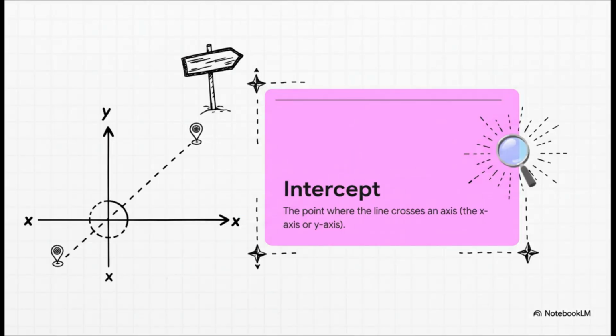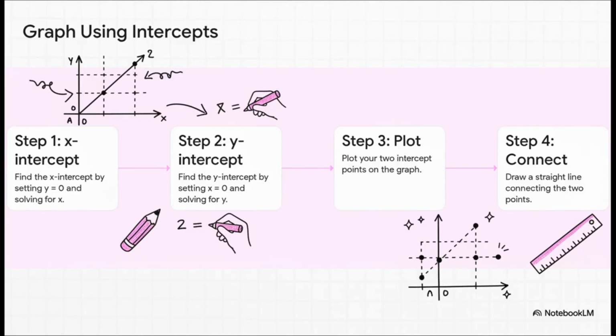So how do we draw this path? Well, it turns out we only need two key landmarks to get our bearings. We call these the intercepts. Just think of them as the points where our line's story starts or ends on the edges of our map. Where it hits that horizontal x-axis and that vertical y-axis. And finding them is surprisingly easy.